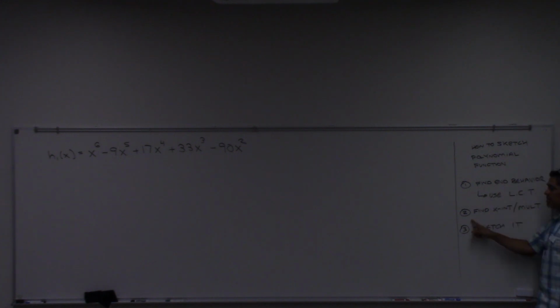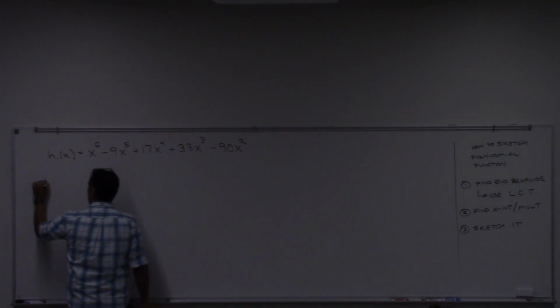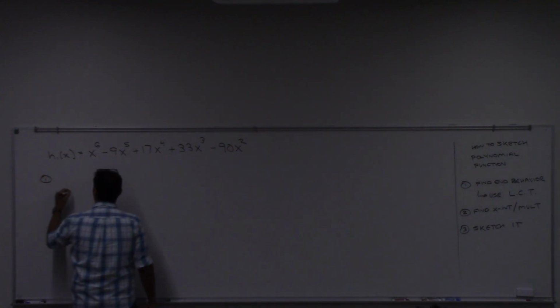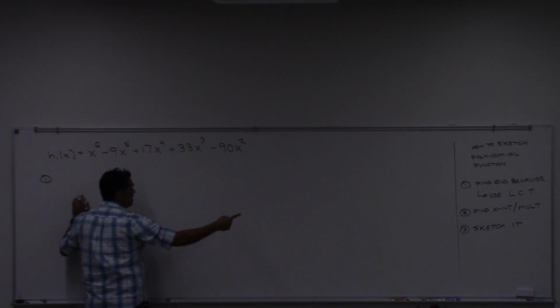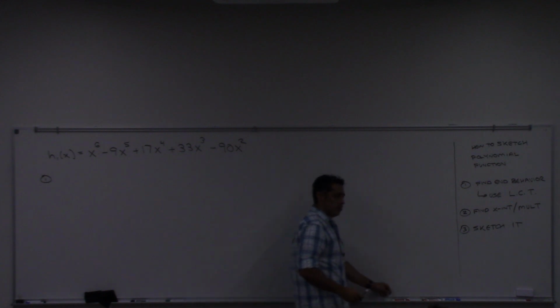And the second step is always the hardest step. Because to find the x-intercepts, you have to set the function to 0, and that means we have to factor. Okay, so let's do step 1. For step 1, I look at what? The leading coefficient test says I need to look at the degree.